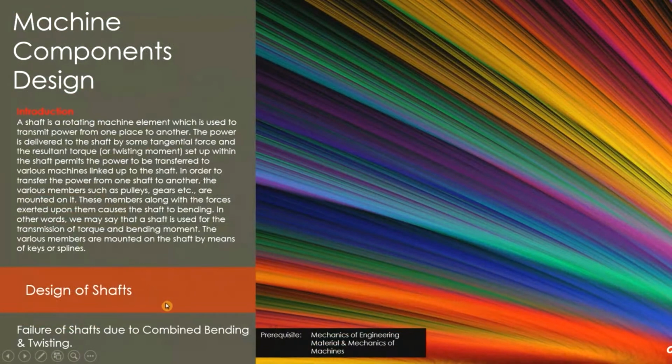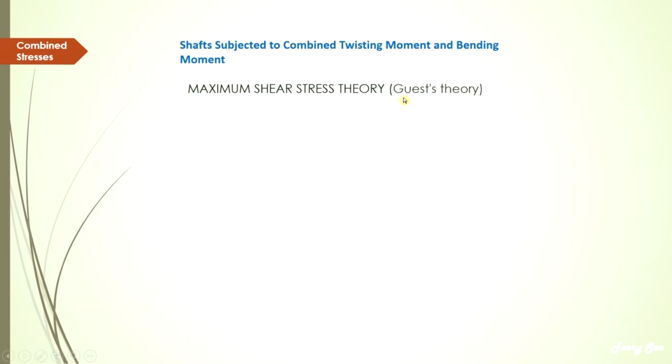Hello, welcome. Design of shaft again, but this time we will be dealing with the failure of a shaft due to the combination of bending and twisting. So, a shaft subjected to combined twisting moment and bending moment. The first thing we have is the maximum shear stress theory. This is one of the theories of failure. Sometimes we have to take, based on theories of failure, in order to combine stresses.